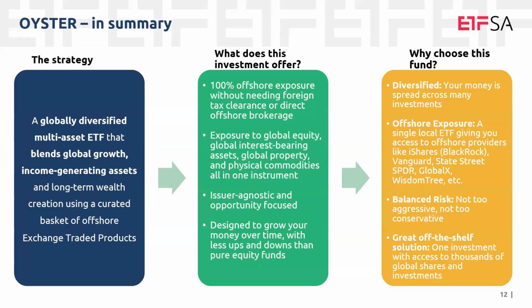So in summary, what is our strategy? We're looking for a globally diversified multi-asset ETF. We blend growth and income-generating assets, and we do so by creating a curated basket of offshore-listed exchange-traded products. What does this investment offer? You can see the detail there. I've gone through all of those opportunities. It's 100% offshore, but you are able to buy this from the comfort and the familiarity of the JSE, meaning you don't need any offshore brokerage accounts.